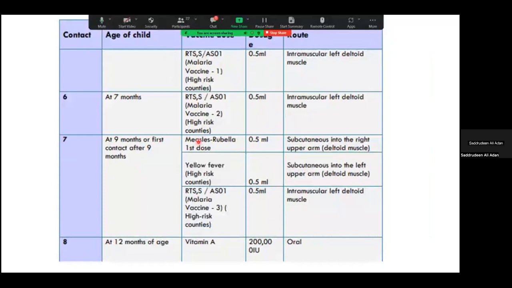At 12 months of age, remember, vitamin A always comes in multiples of 6, until you finish at 5 years. So at 6 months, you'll give vitamin A. At 12 months, you'll give vitamin A. At 18 months, you're going to give vitamin A. At 24 months, vitamin A. At 60 months, while the baby is 5 years, you always give vitamin A. So you can see at 18 months, you also have vitamin A.